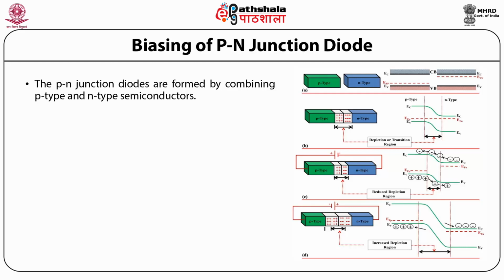Conceptually, if these two blocks are brought close to each other, then it would be expected that electrons would flow towards the lower concentration region, that is P-type side, from higher concentration region, that is N-type side, and holes from P-type side to N-type side.